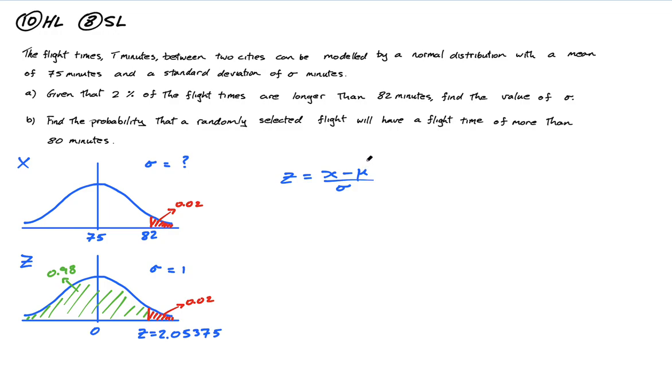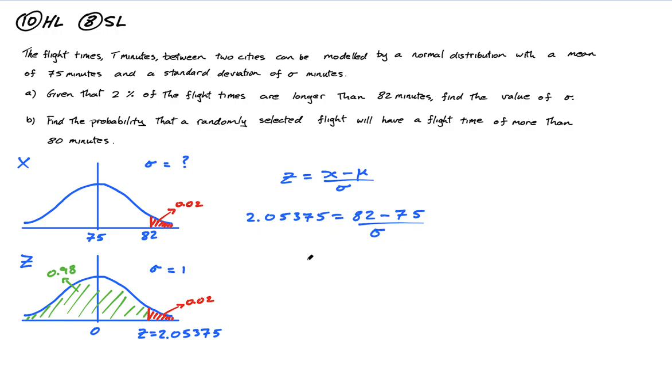This is in the formula booklet. Do not round this Z value yet, guys, so don't round it more than you've already done here. So it's going to be 2.05375 equals X, which is 82, minus mu, which is 75, over sigma, which is what I'm trying to find. So you can do this directly into the calculator or cross multiply.